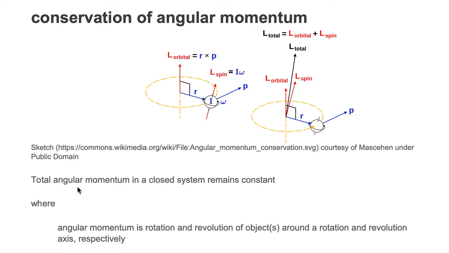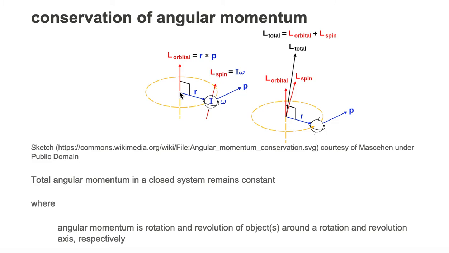Let's first look at angular momentum. Angular momentum is rotation and revolution of an object or objects around a rotation and revolution axis respectively. So here we have an example of a moon orbiting around another object that we don't see. And that unseen object is located at the center where r is equal to 0.